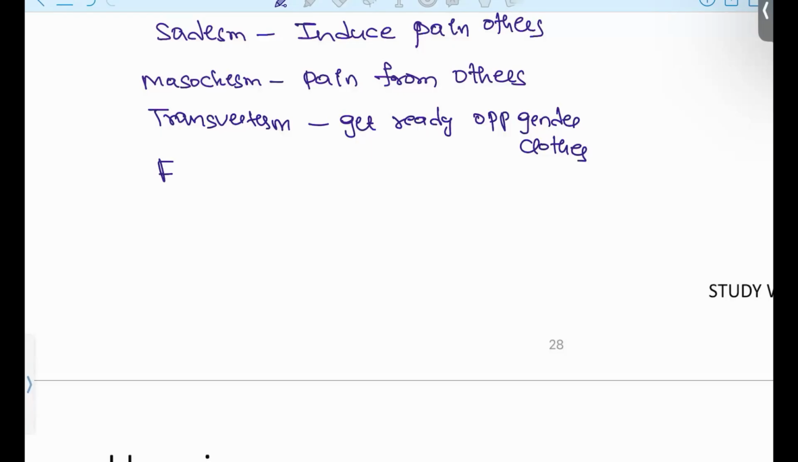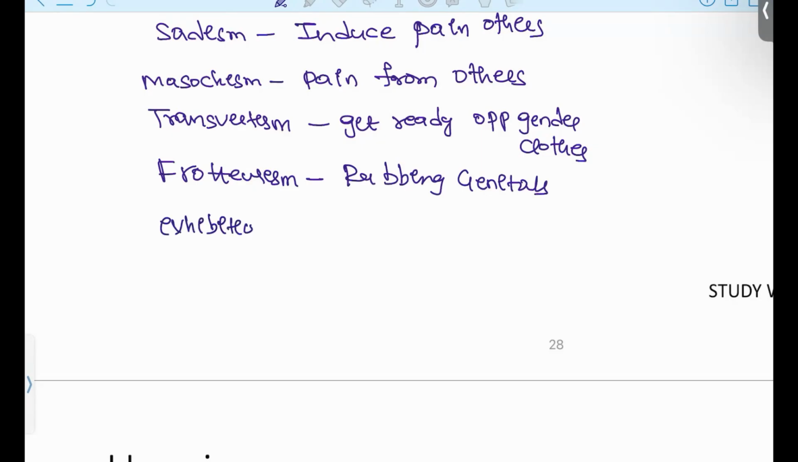And we also have the other one, that is what? Voyeurism. What is the voyeurism, guys? Usually they are rubbing the genitals on others in public places. So exhibitionism. What is meant by exhibitionism? Basically, this is due to exposure of the private parts in public places. Okay.